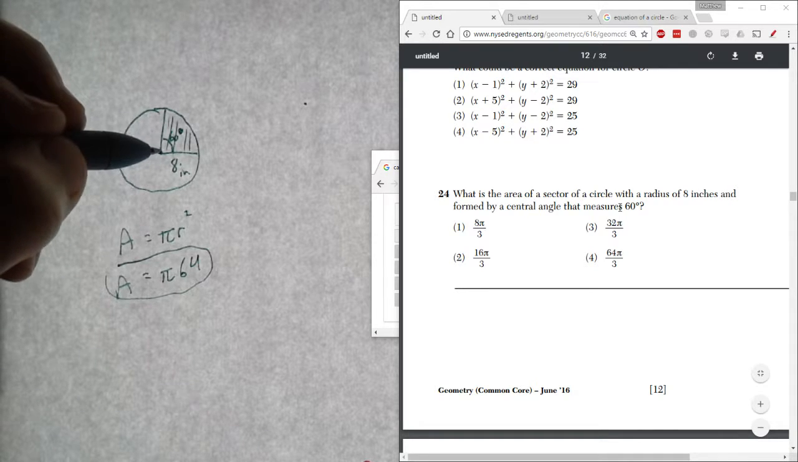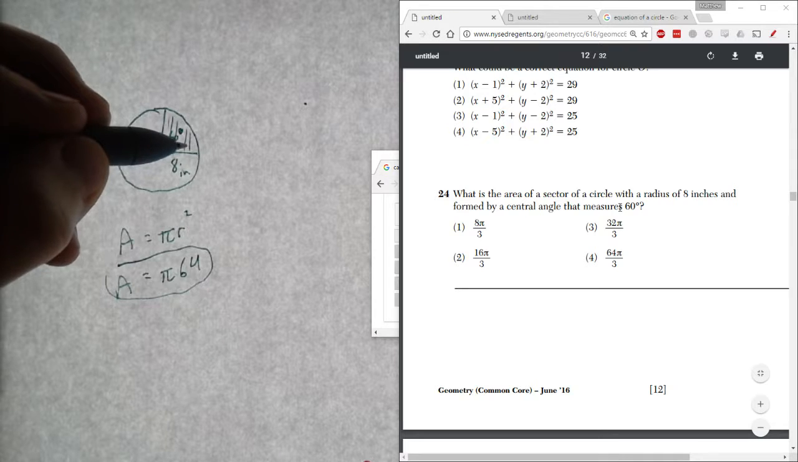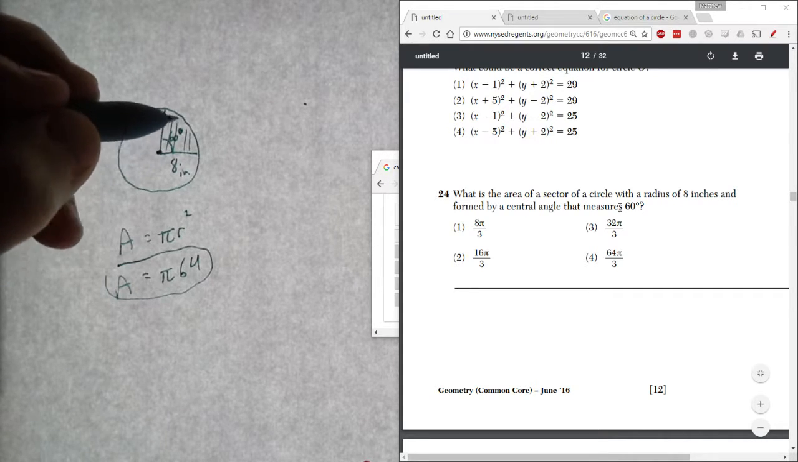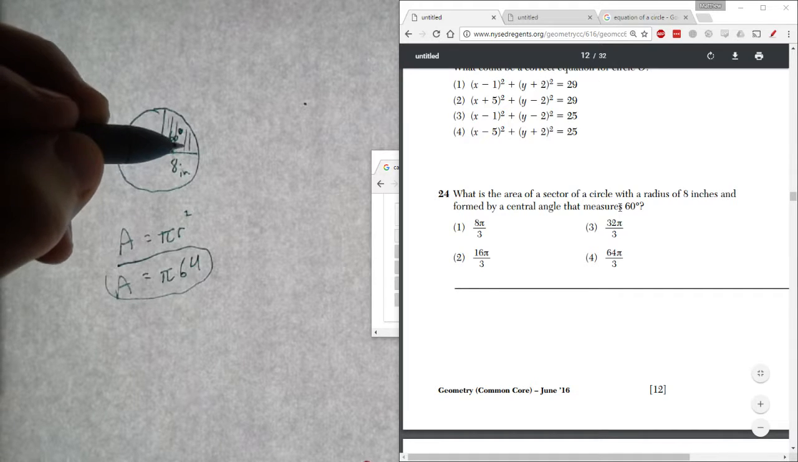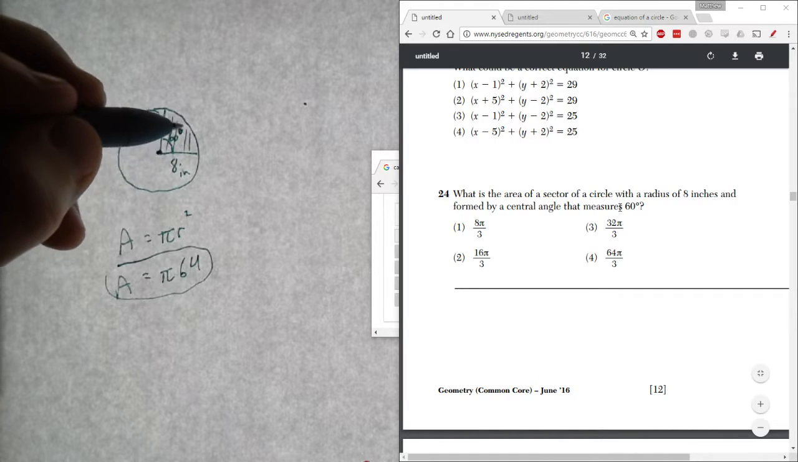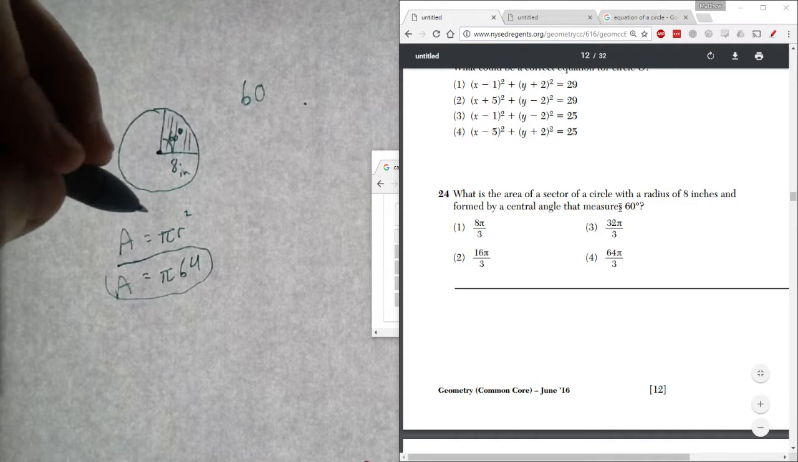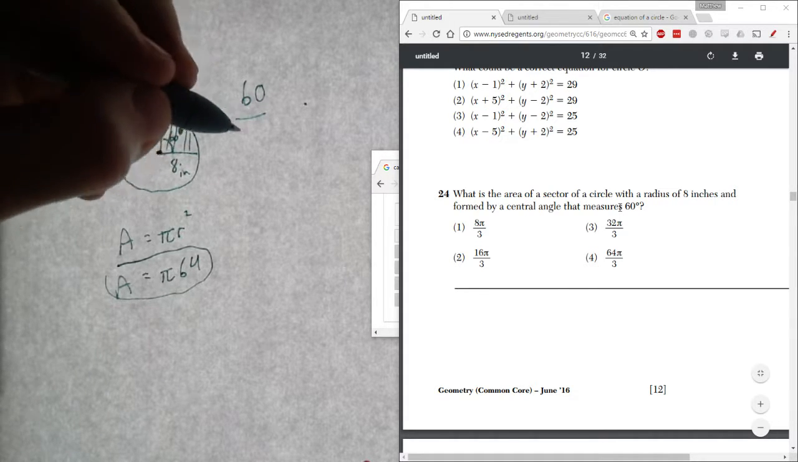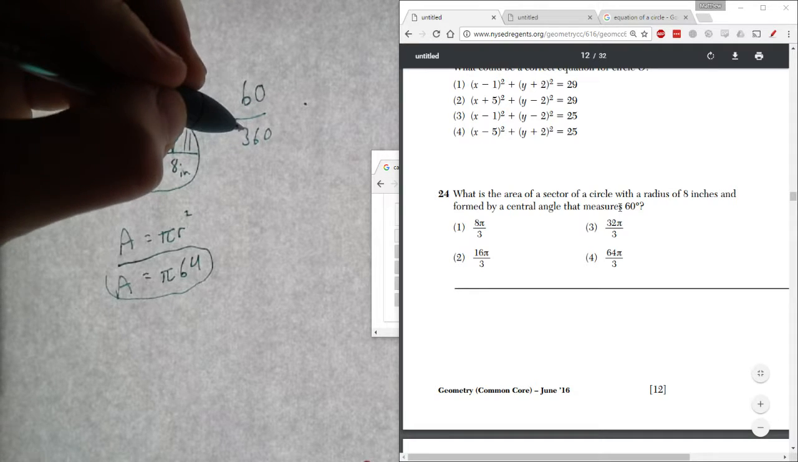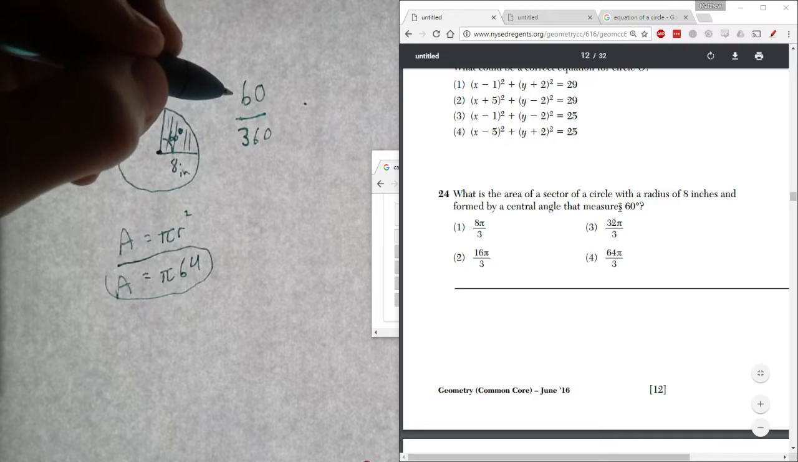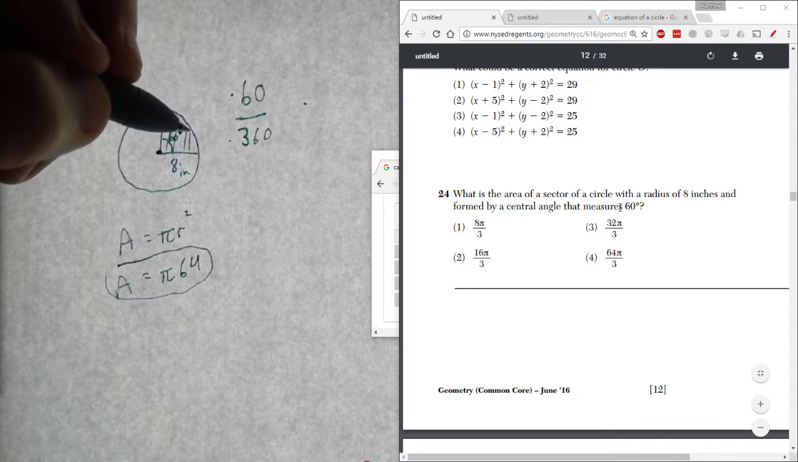Well, I know that it's a central angle, so it's kind of like cutting a quarter of the pie. It's cutting 60 degrees of this pie. Well, 60 out of all the way around the pie, if I was getting the whole thing, it's out of 360. So this is how much of the circle I'm getting right now. I'm getting 60 out of 360 of the circle.